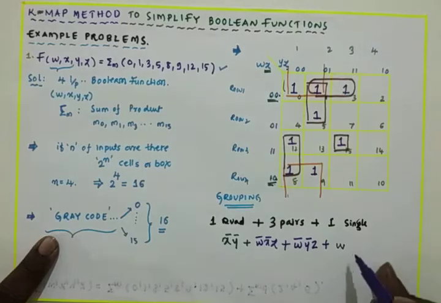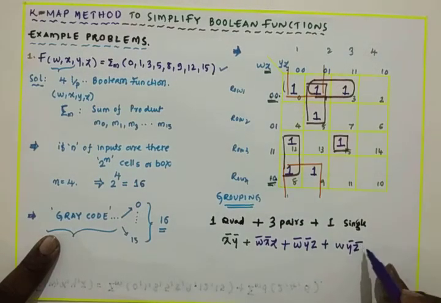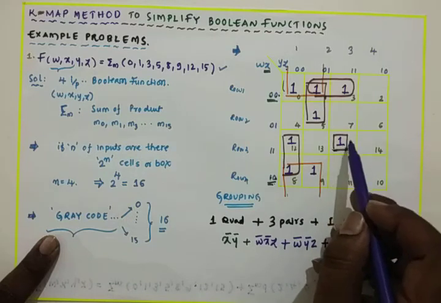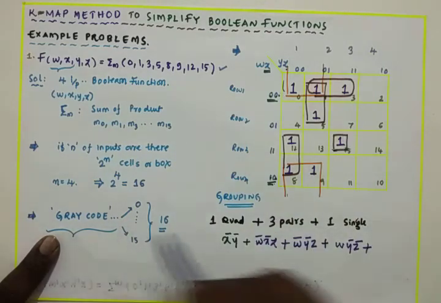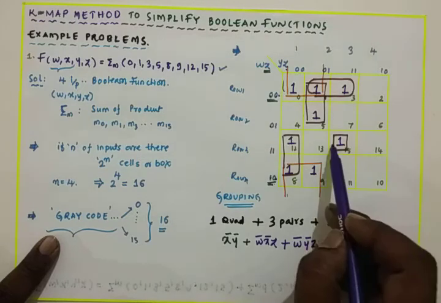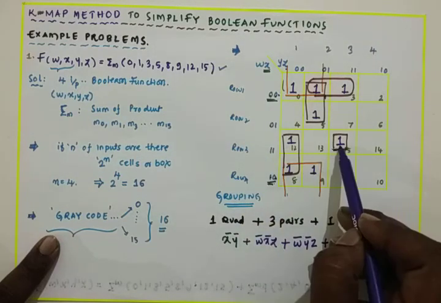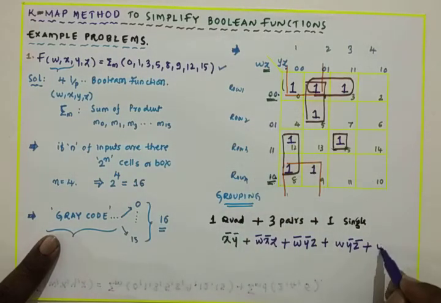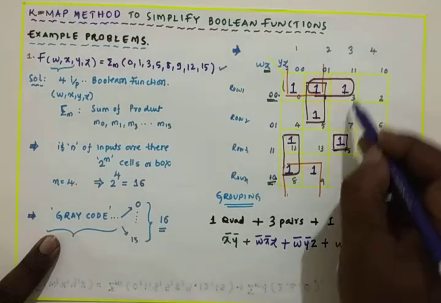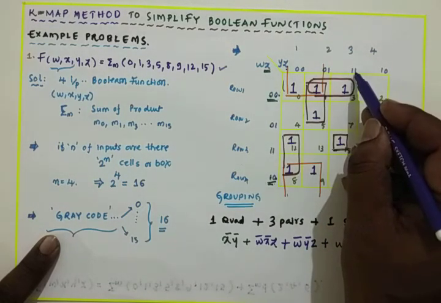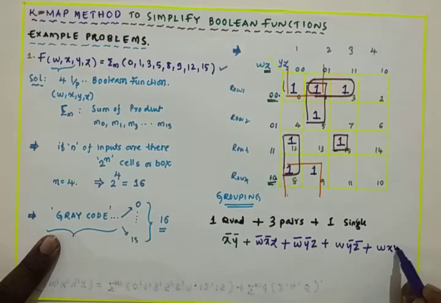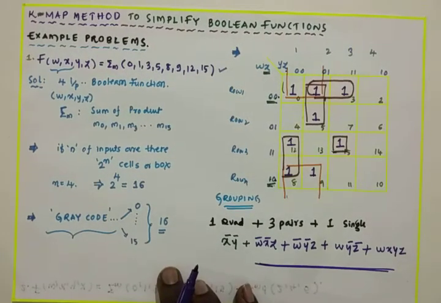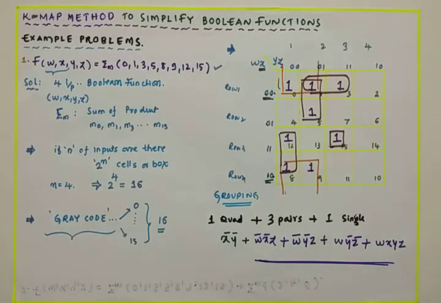The total pair is in the one column only, that is 0 0, which is Y bar Z bar. Plus this is a single one, it is not grouped with any other adjacent ones, so this one is in one row and one column. That row is 1 1 1 1, which means W X, and the column is also 1 1 1 1, which is Y Z. This is the simplified expression for the given problem.